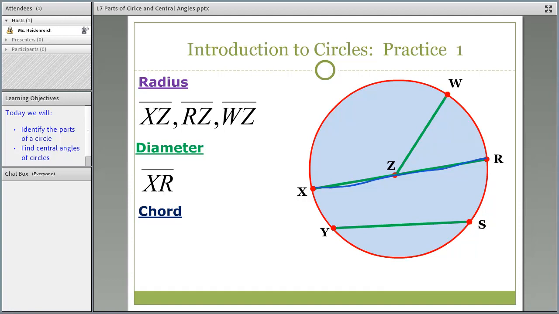Okay, and then lastly a chord. So I want you to be pointing to a chord before I write where it is. So hopefully you're pointing at YS or SY, and that's our chord. That's actually not the only example of a chord on here, but I want you to be thinking about that.